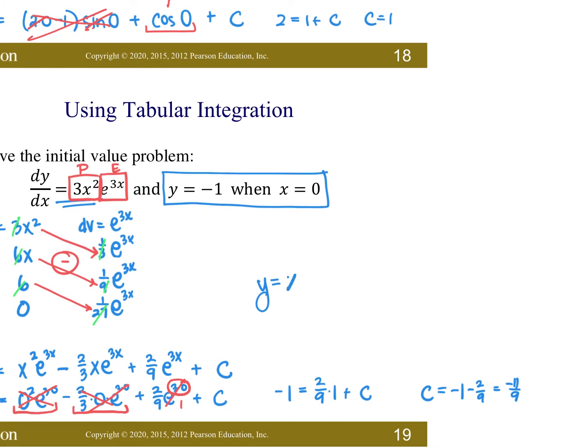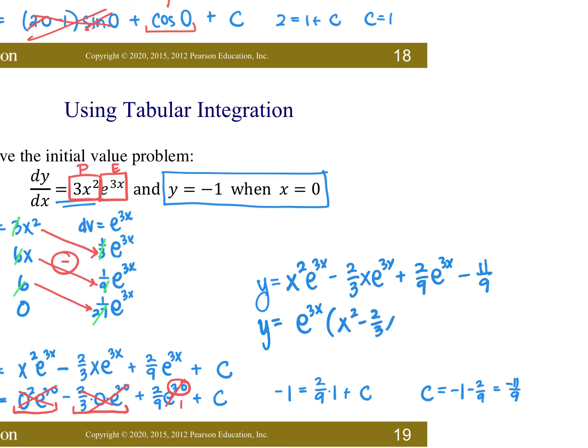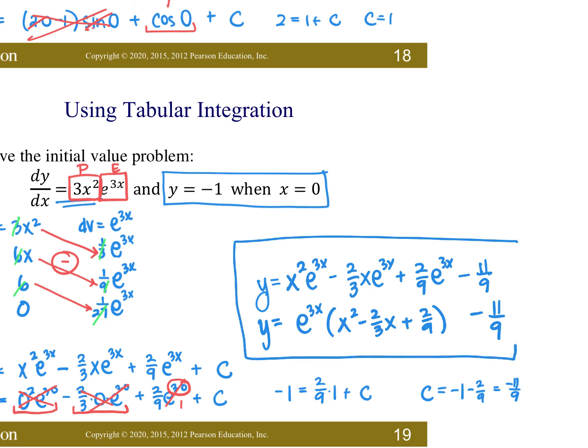So my overall answer would start with y equals x squared e to the 3x minus 2/3 x e to the 3x plus 2/9 e to the 3x, and then minus the constant 11/9. Or you might see this written as the GCF of e to the 3x factored out front, and then left with x squared minus 2/3 x plus 2/9. But the 11/9 is still the c value at the end, so you might see it written that way as well. And that's your final answer for that differential equation.